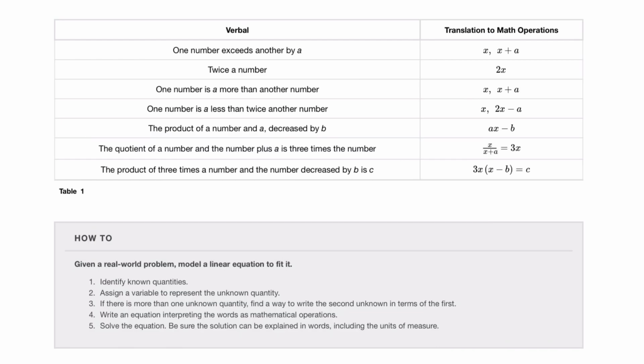Let me see. So we're translating from sentences to symbols, right? So one number exceeds another by a, right? So those are just some examples of how to show up. I'm just going to let you peruse that on your own.